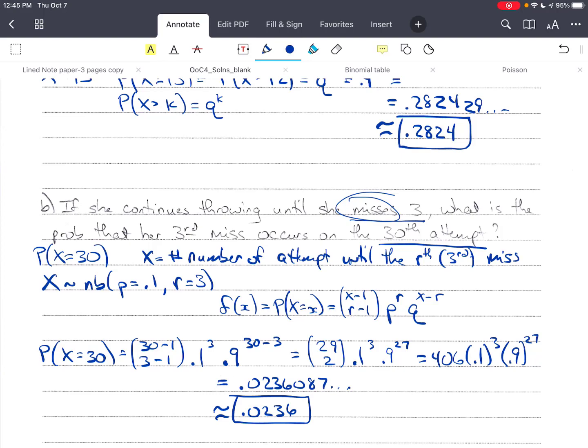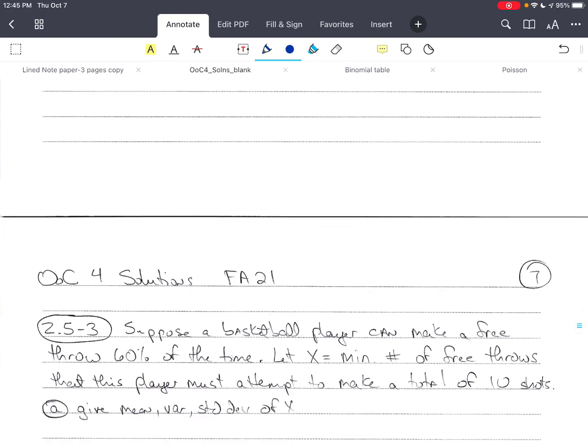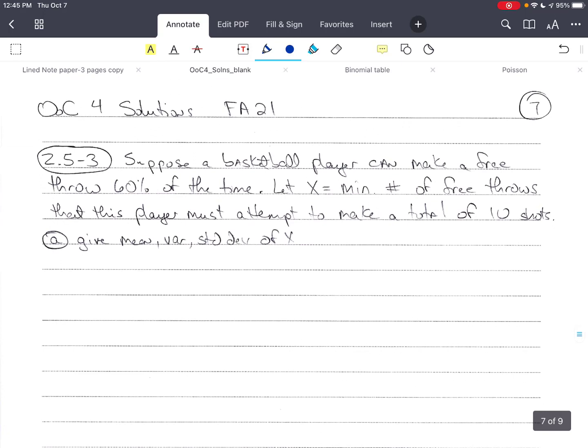All right. So now let's move on to the next problem, and we're going to do 2-5-3. Now, we have a different basketball player that can make a free throw 60% of the time. Let X equal the number of free throws that this player must attempt to make a total of 10 shots. Okay? We want to give the mean, the variance, and the standard deviation of x.